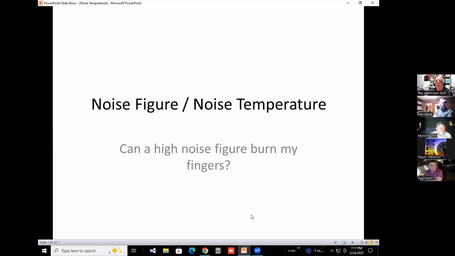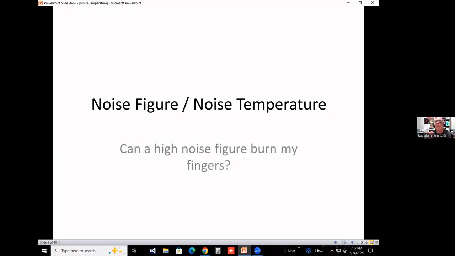Well, I wanted to do a real short thing tonight. Basically, several of the people were interested in how you get back and forth between noise figure and noise temperature. And then I got that little note down there: can a high noise figure burn my fingers? And I wasn't real sure of that. So I had to write this little series of things to see if it was going to burn my little fingers.